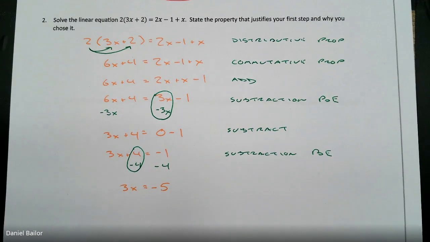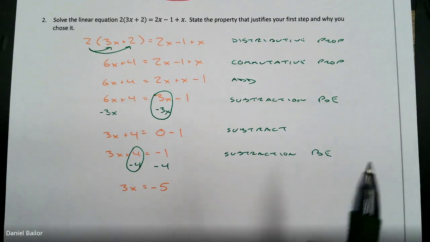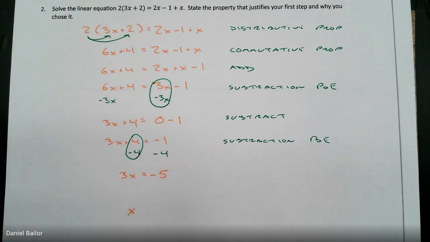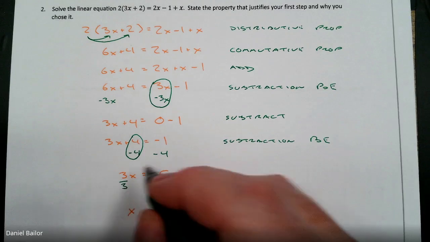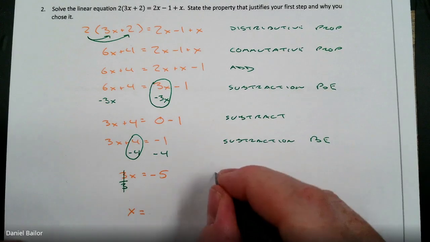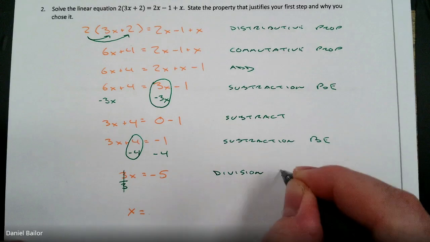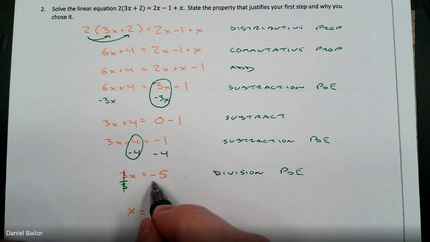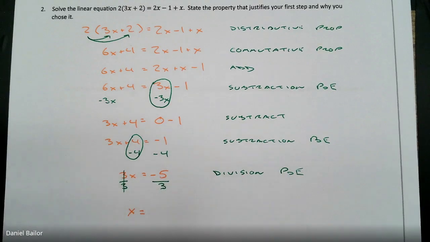There we go. We're getting closer. Now I'm ready to make the 3 go away. Well, this is 3 times x. I really just want 1x, so I need to divide by 3 because 3 divided by 3 is 1. That gives me 1x. But I need to follow the division property of equality. And if I divide by 3 on this side, I have to divide by 3 on that side also. To make it work, I have to divide by the same thing on both sides.